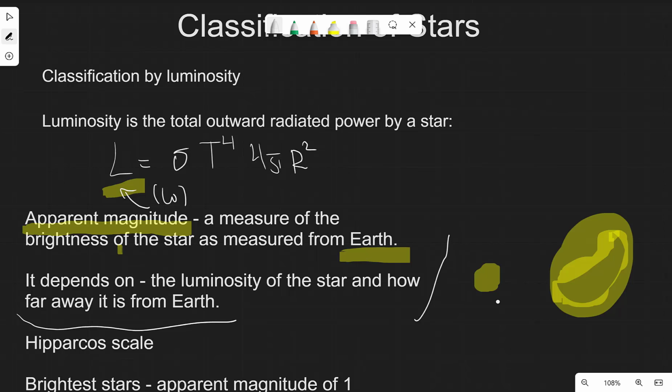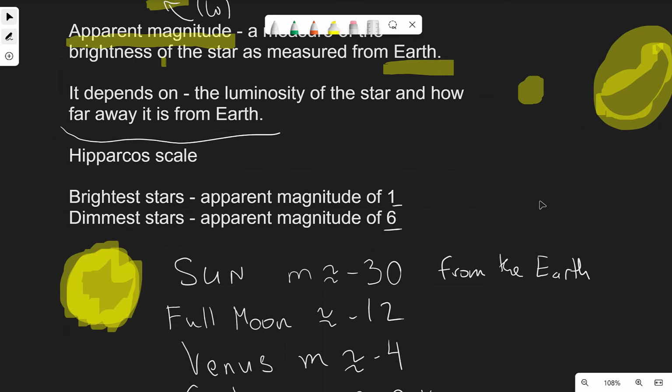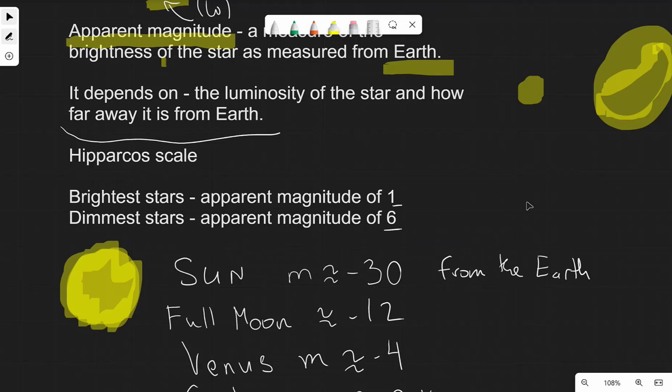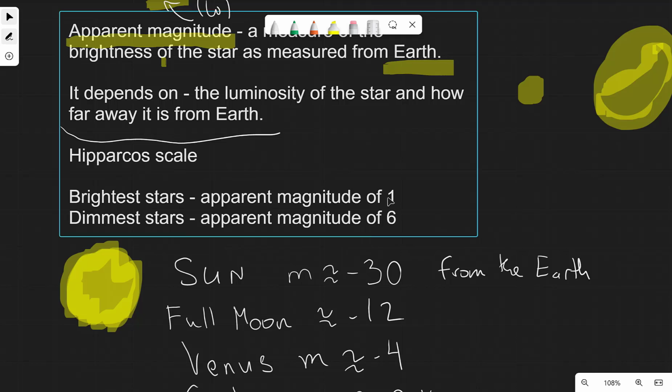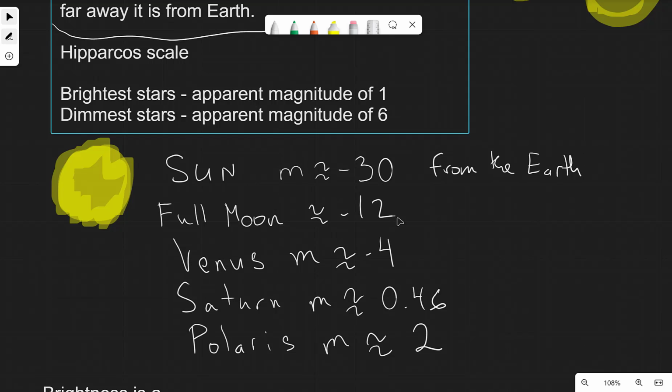The first person to come up with a form of classifying stars was a chap called Hipparchus, who lived in ancient Greece, and he came up with a scale. The brightest stars were given an apparent magnitude of 1, and then the dimmest stars were given an apparent magnitude of 6. These days, we've replaced this with a far more sophisticated logarithmic scale. And in general, the lower the number, or the more negative the number, the brighter it is. And all these values below are measured from the Earth on average.